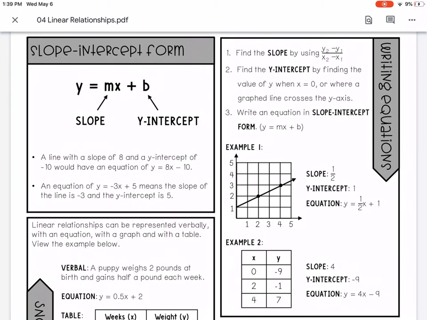When we do that, we do 3 minus 2, which gets us 1, and 4 minus 2, which gets us 2. So 1/2, that would be our slope. And it's going in a positive direction, so that's how we know it's positive. With our y-intercept, we see that it's at 1, and we plug that into our formula, so y equals 1/2 x plus 1.